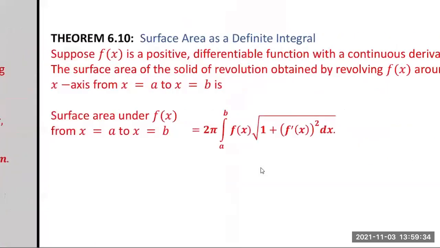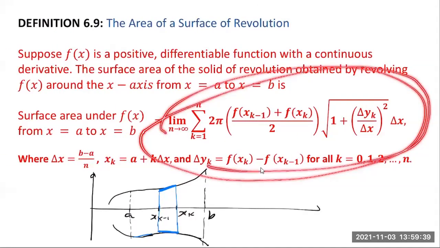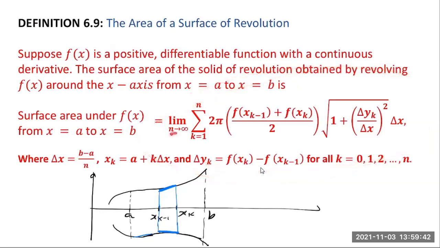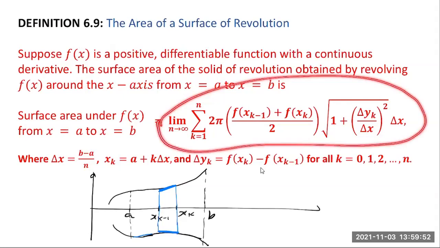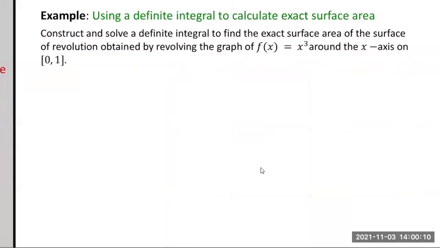Basically this formula is deduced from this infinite summation. This summation becomes a definite integral as you take the limit as n goes to infinity. We can show that this infinite summation is the definite integral given here. So we have a formula to find the exact surface area of a surface obtained by revolving f of x around the x-axis on the interval a to b. Let's now look at an example.